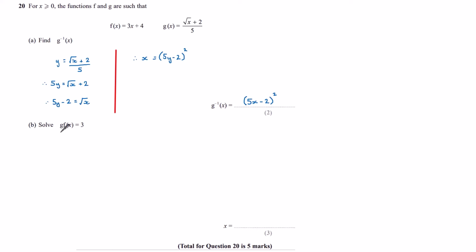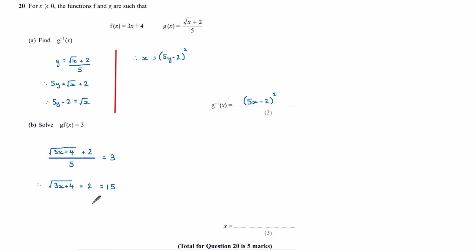Part B, solve g of f of x is equal to 3. So this is composite functions. So this is putting f into the function g. And so if I substitute f of x in place of x in g of x, that is the root of 3x plus 4, plus 2, divided by 5, is going to equal 3. And so this is the equation I want to solve.